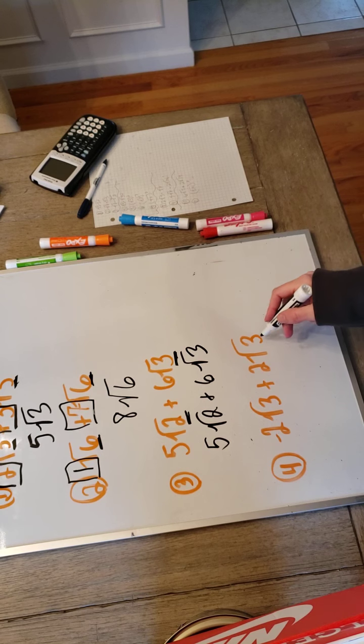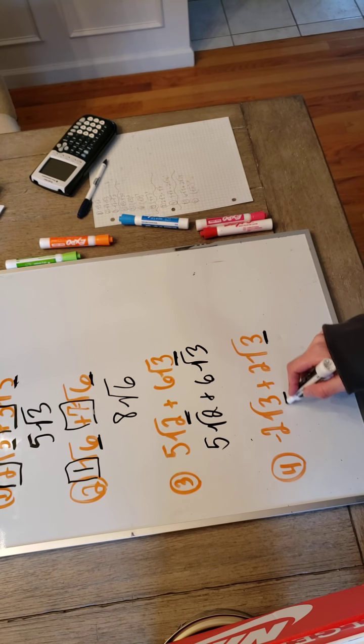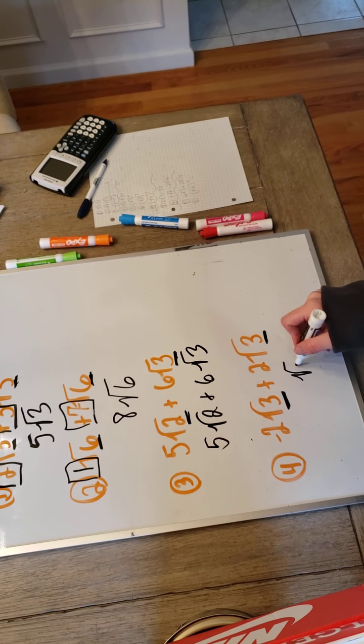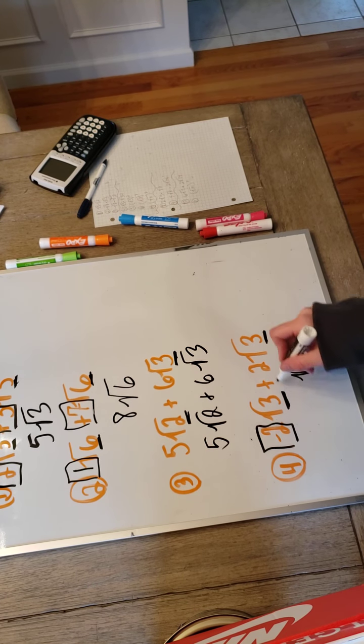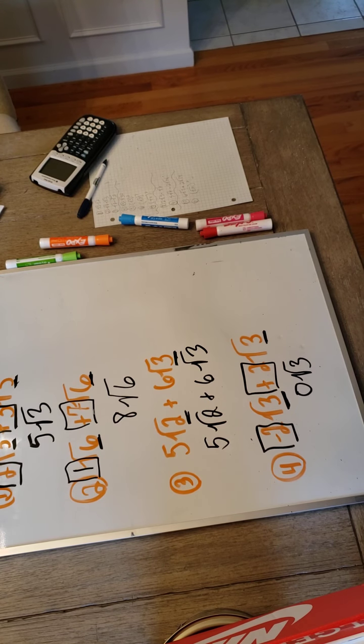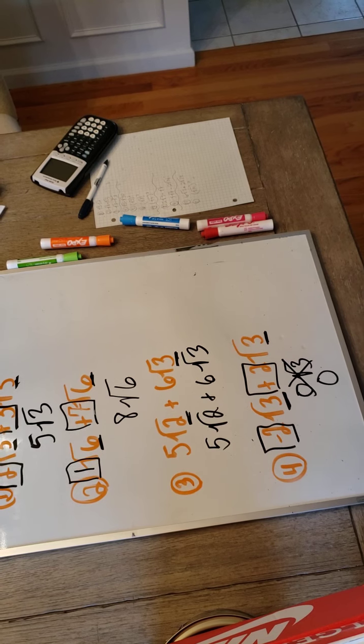This one, are the numbers under the radical the same? Why, yes they are. So drop it down. -2 plus 2 is 0. But what do we know about 0 times anything? It's 0.